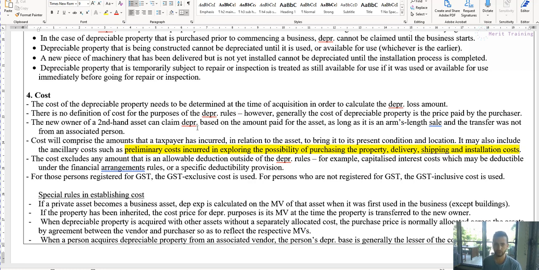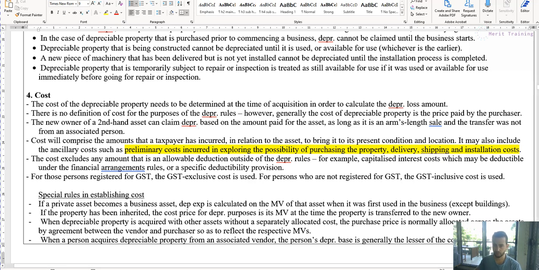The cost will exclude any amount that is an allowable deduction outside of the depreciation rules. For example, capitalized interest costs, which may be deductible under financial arrangement rules or a specific deductibility provision. Again, this is to prevent any double counting of certain deductions.